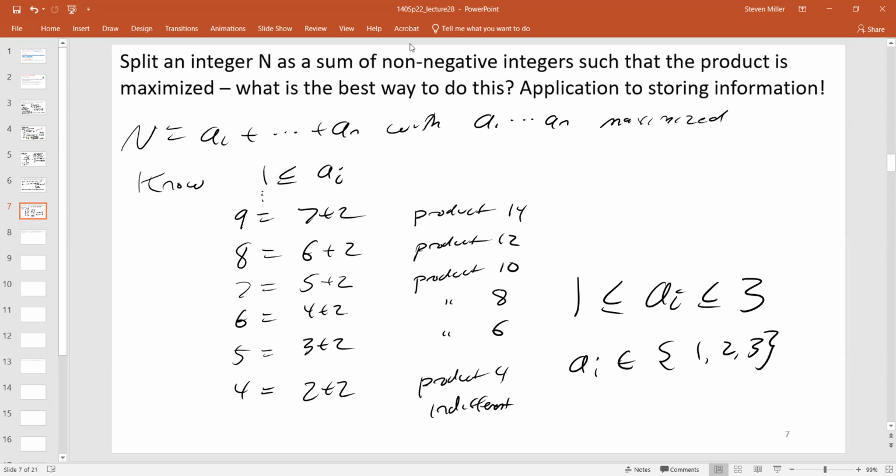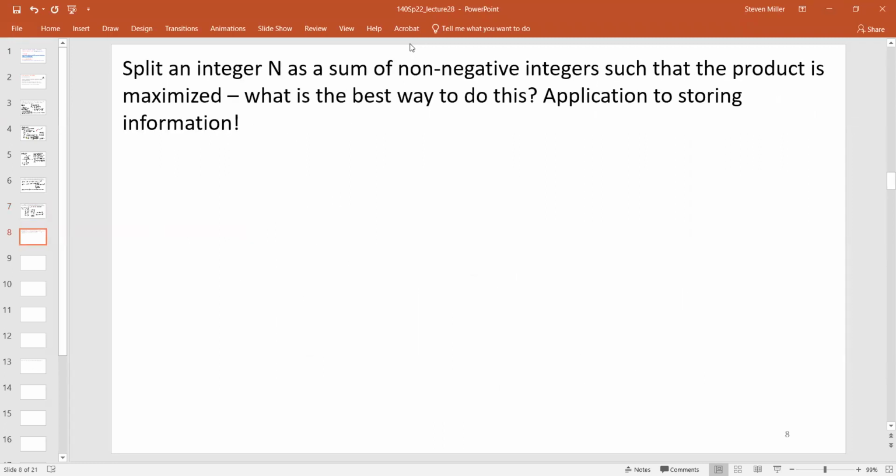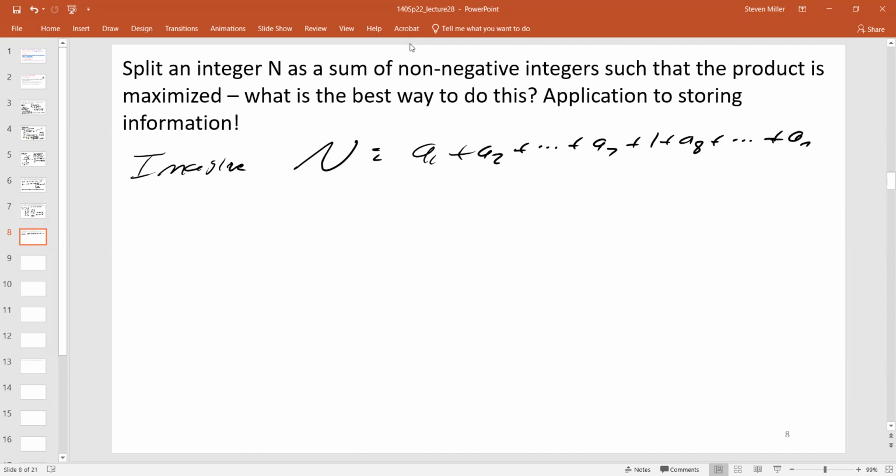Would any of the AIs ever be 1? It doesn't help the product. So if one of the AIs was 1, what would you do with it? So if one of your terms was 1, what should you do? So imagine we write n as a1 plus a2 plus dot dot dot plus a7 plus 1 plus a8 plus an. So imagine one of the terms was 1. What should we do with that? It's not helping the product, so what should we do to it? Okay, but how do we get rid of it?